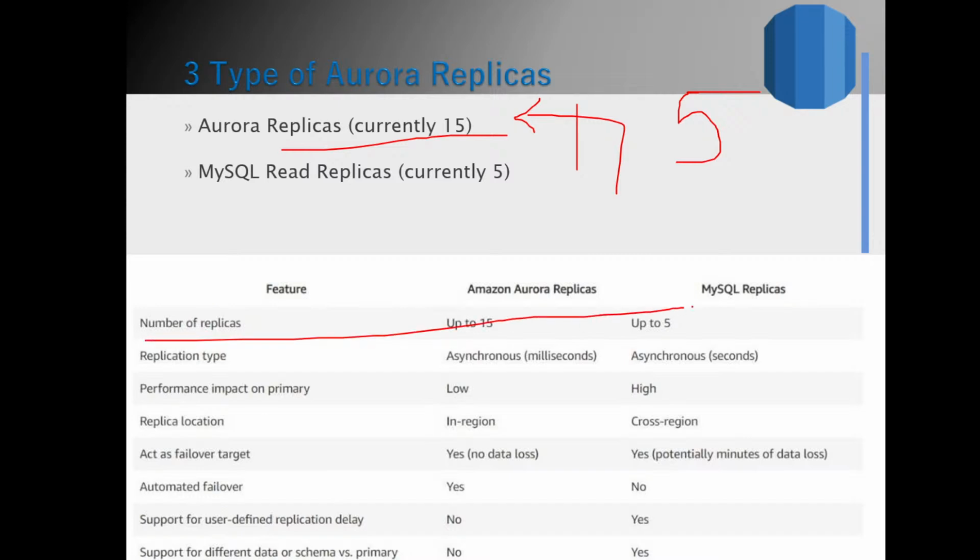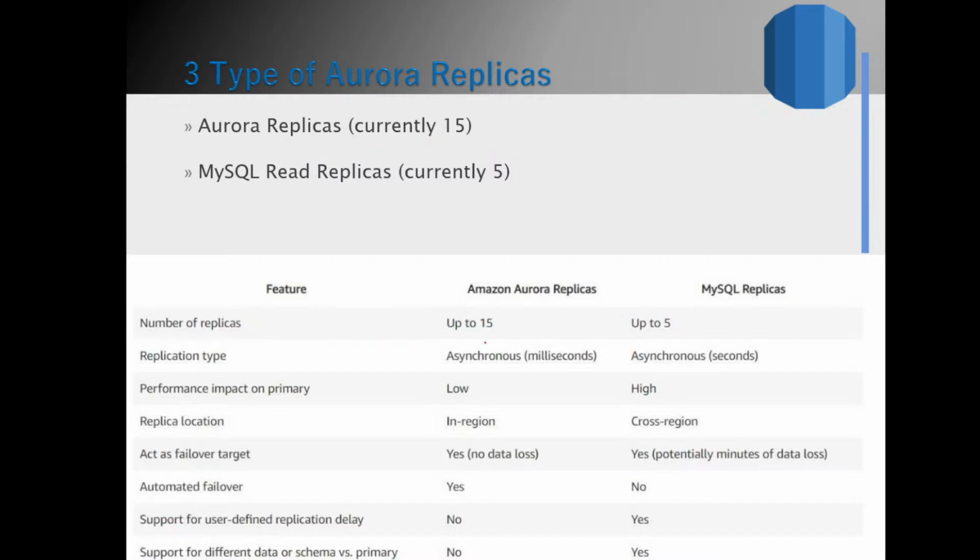So there is a comparison between read replicas of Aurora and MySQL. You can see the number of read replicas is up to 15. Replication type is asynchronous, but the time is in milliseconds. In a MySQL read replica, it can take a couple of seconds, but in Aurora it's milliseconds. Performance impact is very low. Replication location is within the region, so you can't create cross-region read replicas in Aurora, but in MySQL it's cross-region. We have seen that.